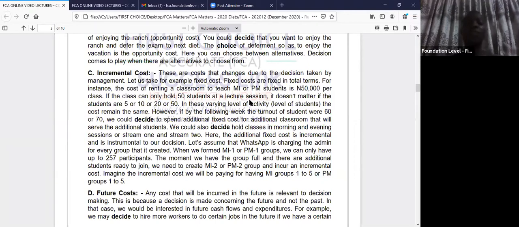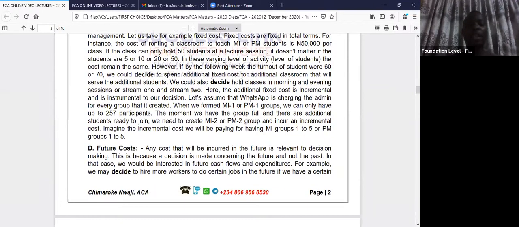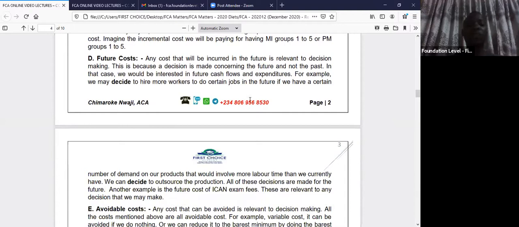Okay, when we're looking at WhatsApp group, WhatsApp group has 257 capacity. Let's say we are paying for WhatsApp group to have a class in WhatsApp group, assuming we have MI1, MI2, MI3. So as soon as we migrate to MI2, MI3, we are incurring incremental costs. So that's it. All right, so we go to the next one, future costs.